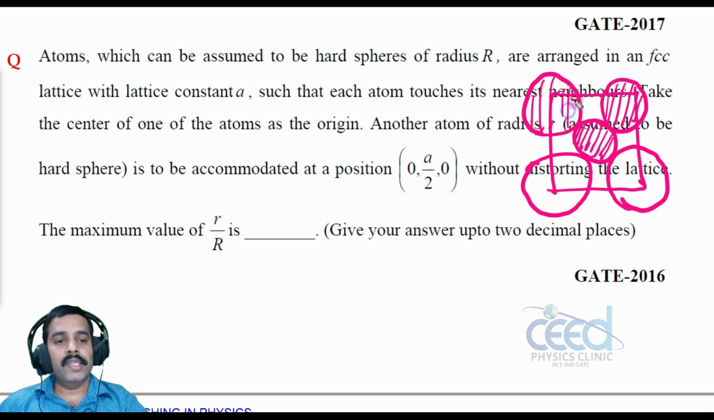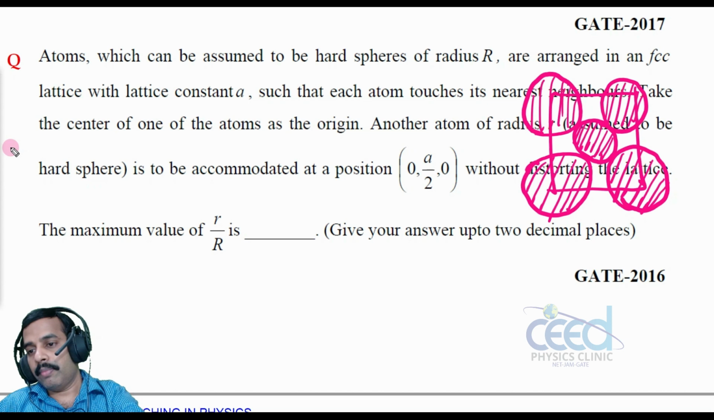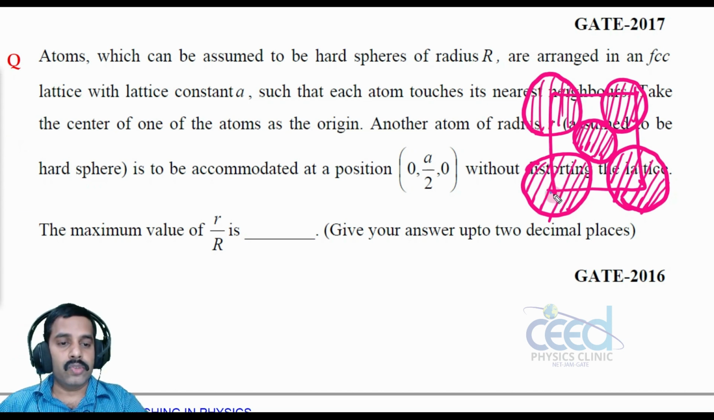Now here it is given that without affecting this atomic position, we are inserting an atom at a by 2. All right, a by 2 means if you take this edge length, that is equal to a, at the middle, without affecting this, you are putting a sphere like this, right?